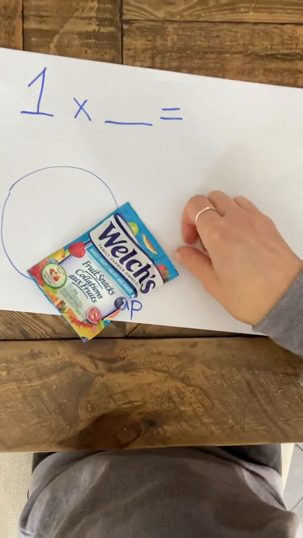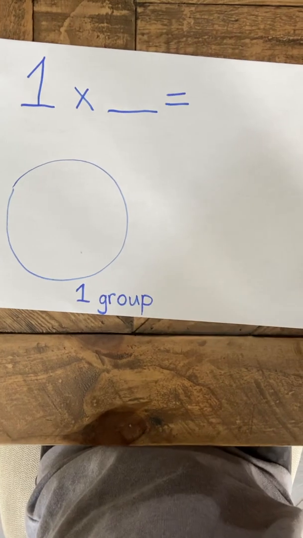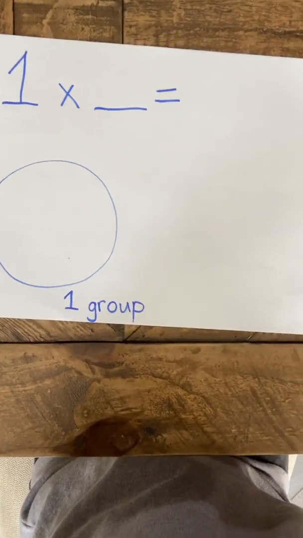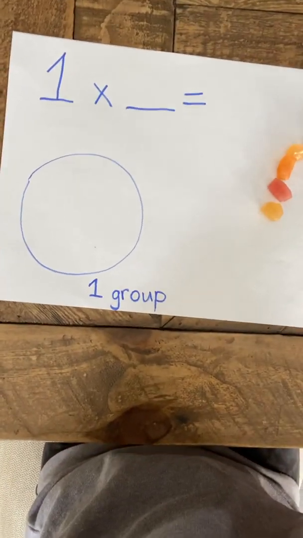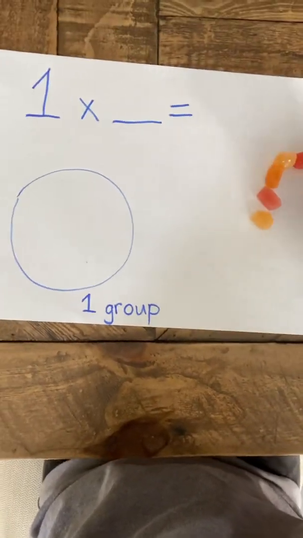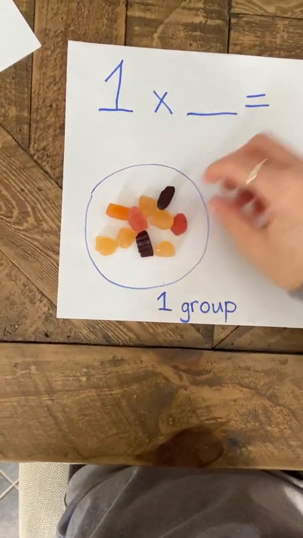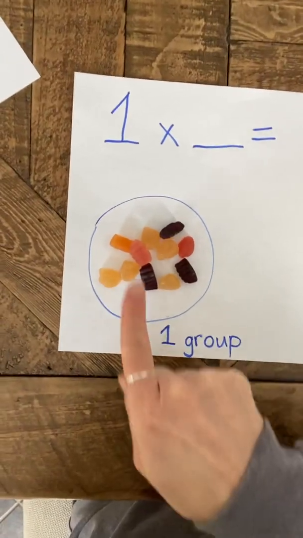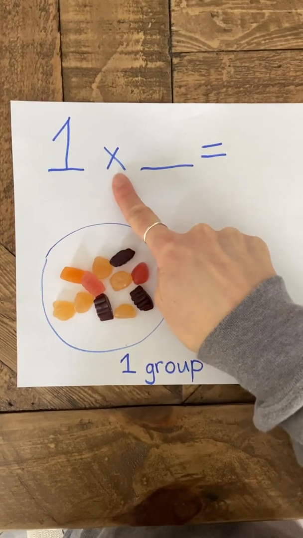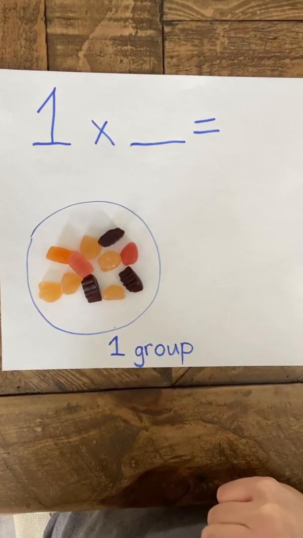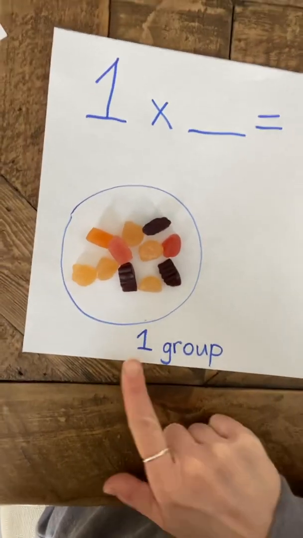So I'm going to look at these Welch's. You can find any type of snack, treat, candy, and you can try this one out. So I'm putting all my Welch's I have together into 1 group. This 1 group is represented up there in my multiplication equation. There's my times, because I'm timesing, or I'm adding it faster together by how many are in my group. So this is my 1 group.